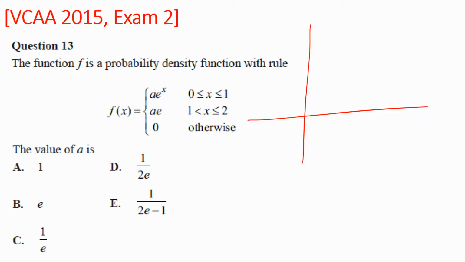Draw a graph first. 0 to 1, 1 to 2. Visualize what you have. You've got a e to the power of x between 0 and 1, and you've got a times e, where e is Euler's number, from 1 to 2. Otherwise, it's 0. So if you visualize this, then you question yourself: what do I have, what do I know, and how do I solve? Probably helps to sketch it.